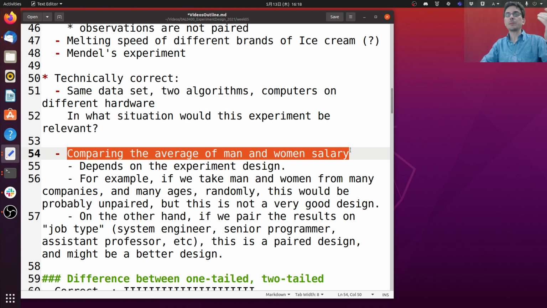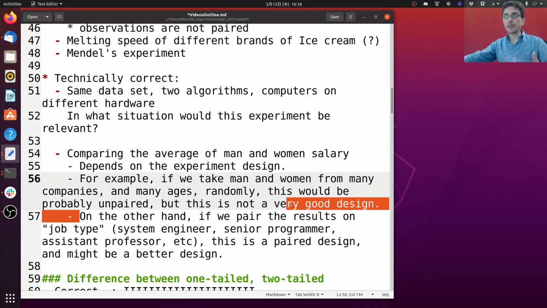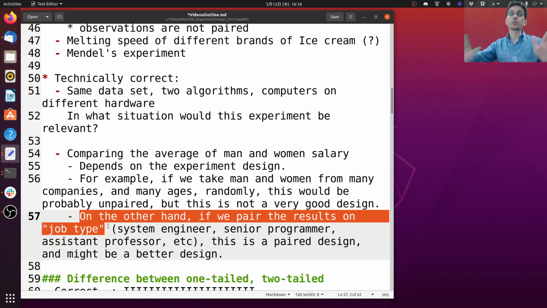And you probably would not be able to get very good data from that. It would be very mixed. There would be variations because of job position, variations because of age, and many other variations that would make your conclusions kind of muddy. On the other hand, one experiment on this theme that was made many times was a comparison of salaries paired on job type. So you get a man engineer and a woman engineer, a man surgeon and a woman surgeon, a man assistant professor and a woman assistant professor, and then you do your experiment based on the job. In that case, yes, that would be paired. It's an experiment paired on the job.